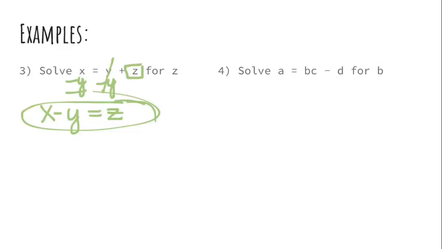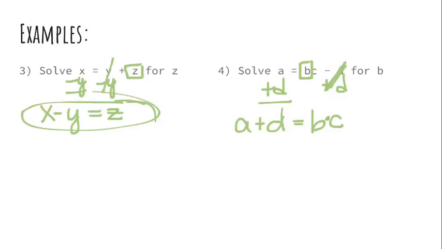In number 4, I'm going to solve a equals b times c minus d for b. I want to get b by itself. So I'm going to box b. If I remember when I solve equations, I add or subtract before I multiply or divide. So I'm going to add d to both sides. a plus d has to stay separate. They're not like terms. Equals b times c.